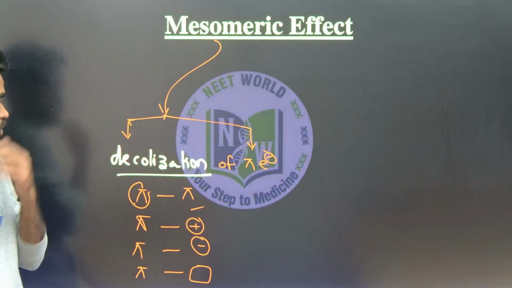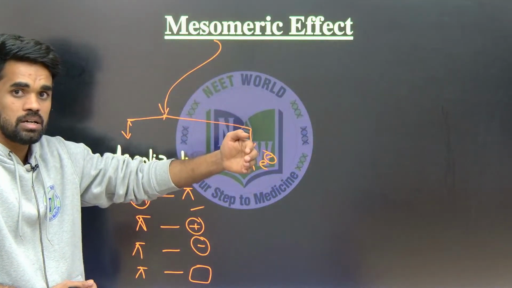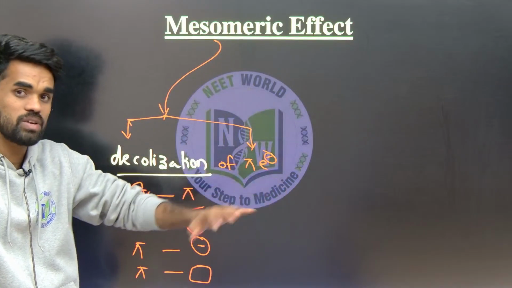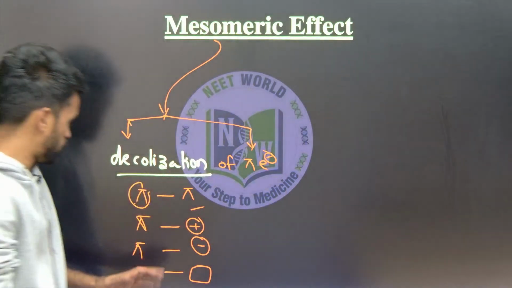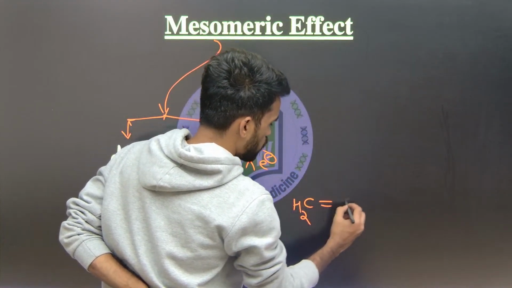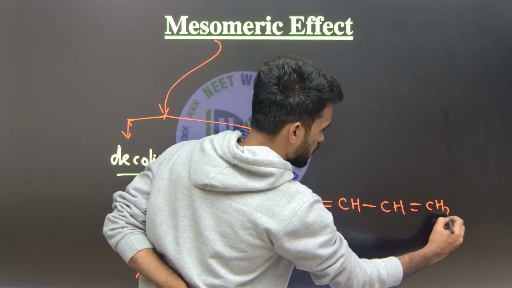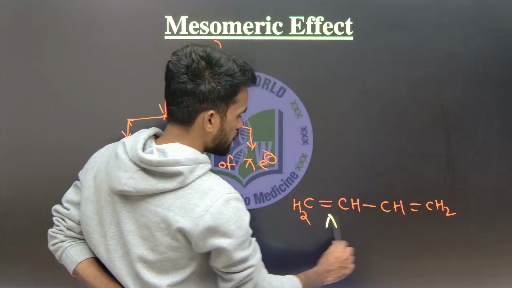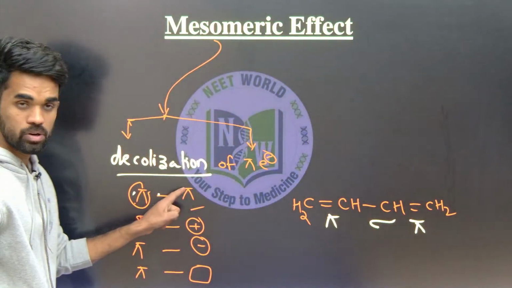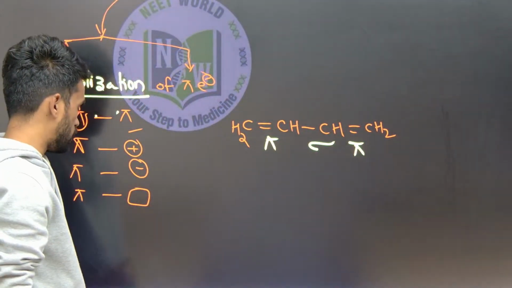So finally what we are seeing, the pi electrons are delocalized from their position, or they will be shifting into other positions, then we can call it delocalization. See, for example, here CH2 double bond CH, single bond CH, double bond CH2. Pi bond, sigma bond, pi bond. So this kind of system has the possibility to undergo delocalization.